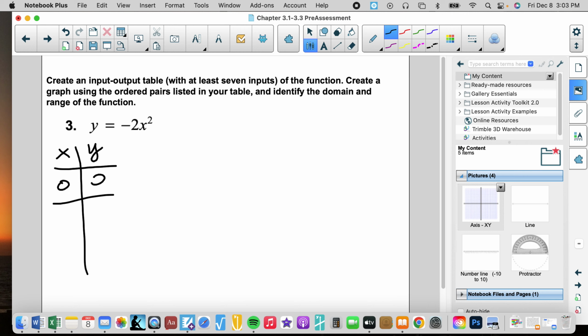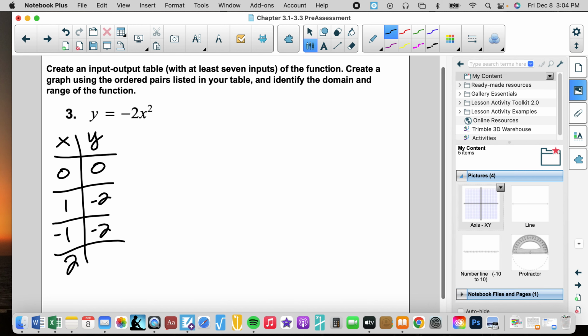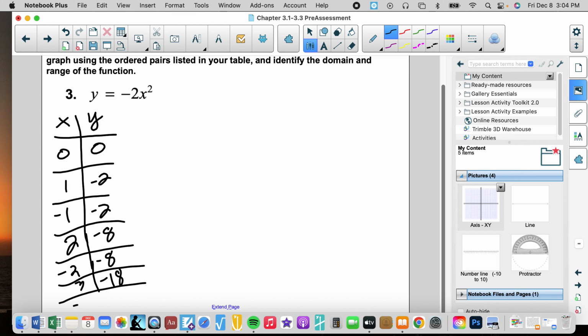When we plug in 0, we get 0. When we plug in 1, we get -2. When we plug in -1, we still get -2. When we plug in 2, we get -8. When we plug in -2, we still get -8. When we plug in 3, we get -18, right? Yep. And when we plug in -3, we still get -18. So those are my 7 values.